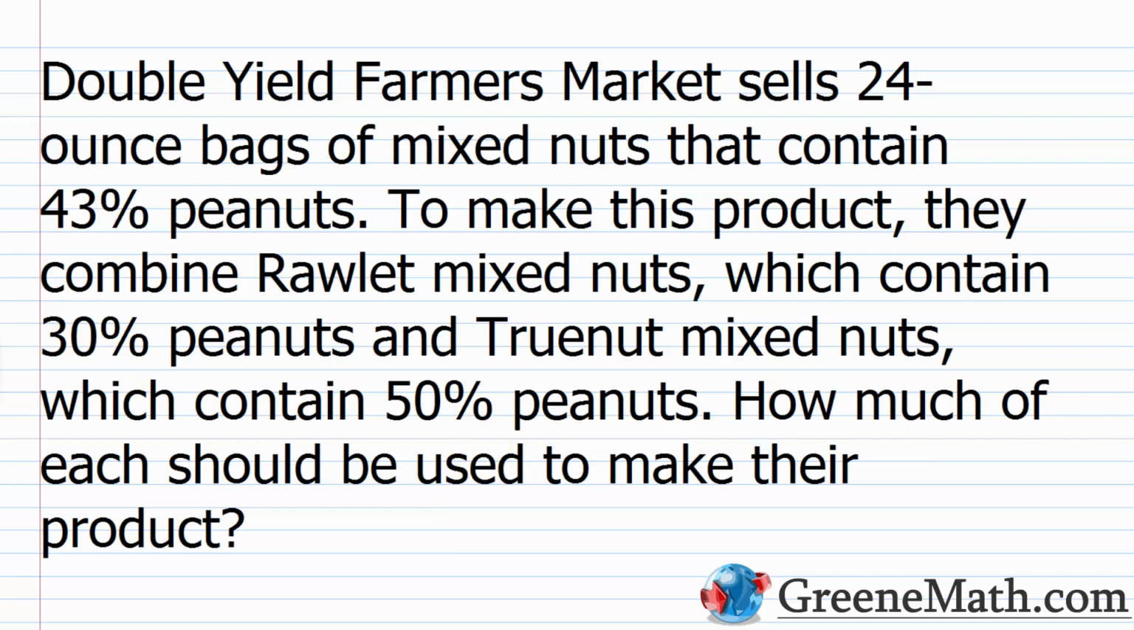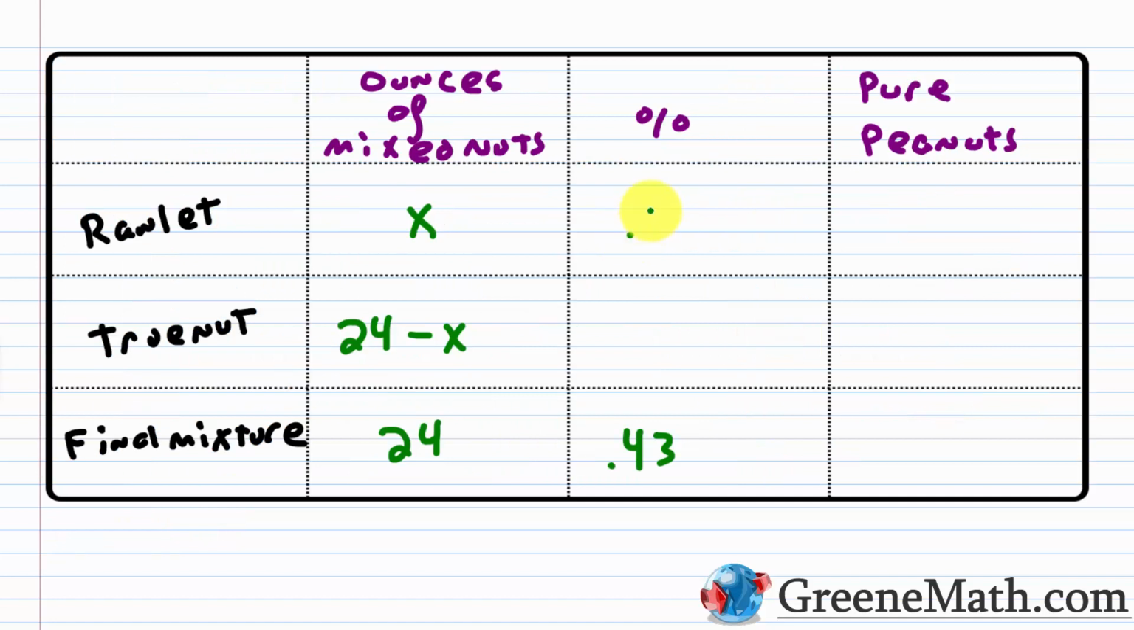So let's go back down. So Rowlet is 30%, so 0.3 as a decimal. True Nut is 50%, so 0.5 as a decimal. And again, to get the amount of pure peanuts, we just multiply across. If it's 30% peanuts and it's X number of ounces, the ounces of pure peanuts would be 0.3 times X.